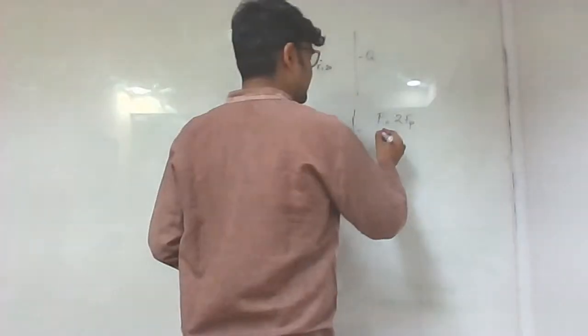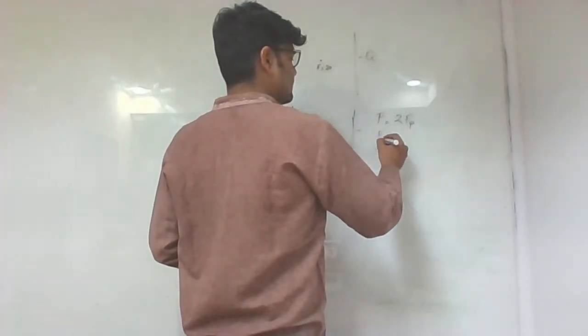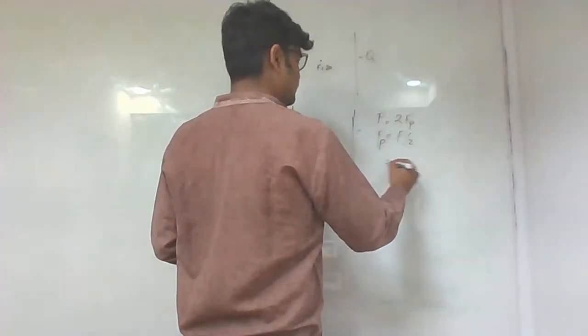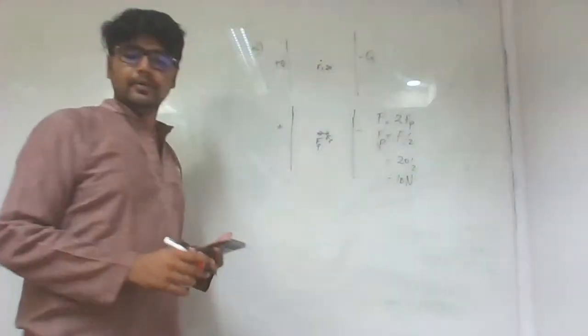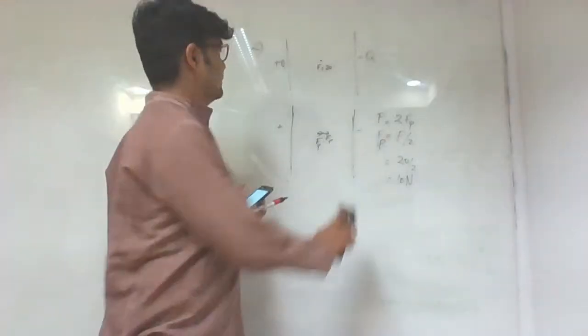So if I remove one plate, what do I get? I just get the force as F by 2. My new force is F by 2, which is 20 by 2, which is 10. Simple question. Two plates 20, one plate 10.